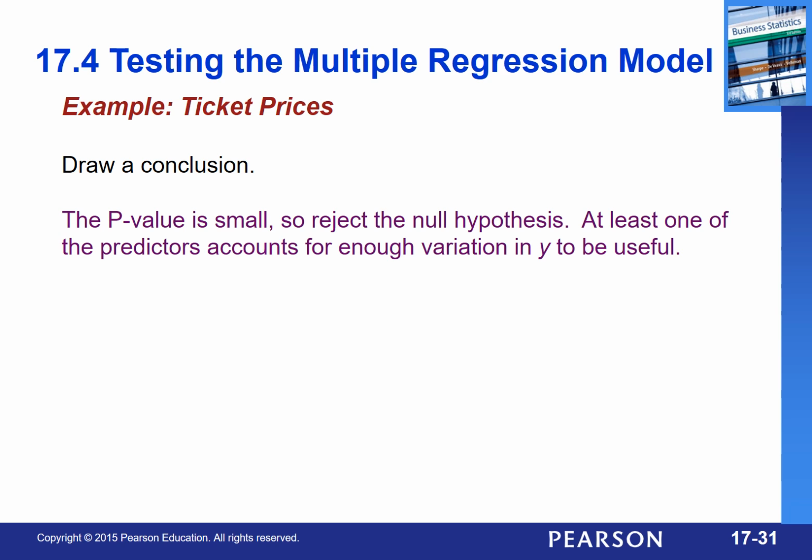All right, but then you have to ask yourself, which one is doing this job? Which of these variables is helping me out here? Which of them is telling me what's going on with my tickets? Who's predicting my receipts the best?